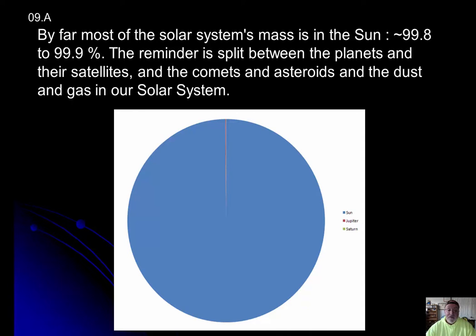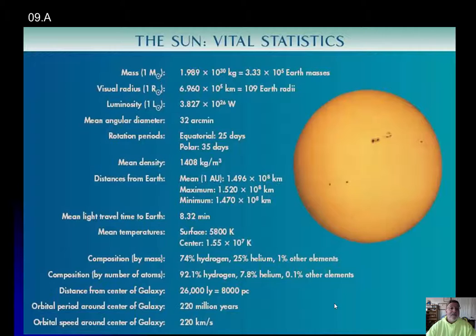Okay, by far, most of the solar system's mass is in the Sun, somewhere between 99.8 and 99.9 percent. If you look at this blue circle, that is the Sun. And if you can make out a little color here, it looks kind of reddish. That's Jupiter, a very small percent, and you may be able to make out a little green next to it, which is Saturn. And of course, there's Uranus and Neptune, and then all the terrestrial planets as well, but they are so small at this scale you can't even see them.